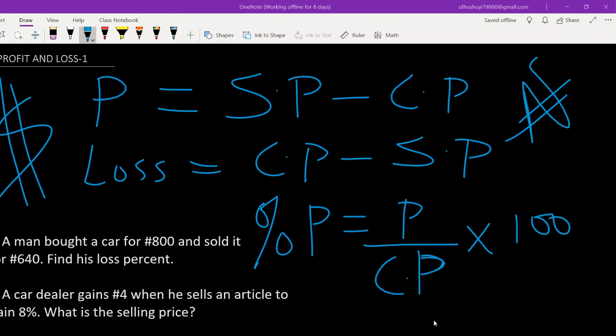Today we'll talk about profit and loss. When is there a profit? When is there a loss? How do we calculate the percentage profit and the percentage loss? And how do you work with each of those terms when one is missing and you have to calculate it? So we're going to be having a series on this topic.